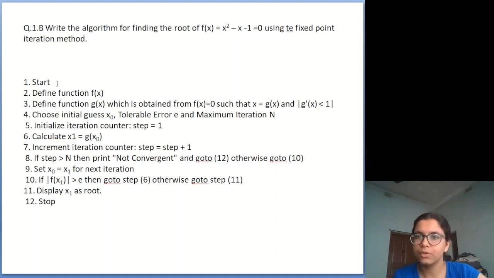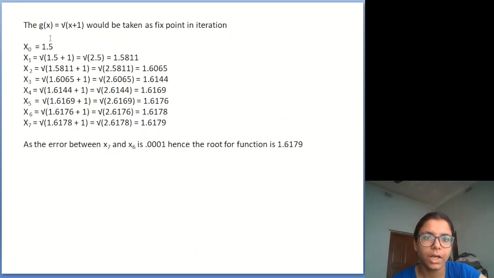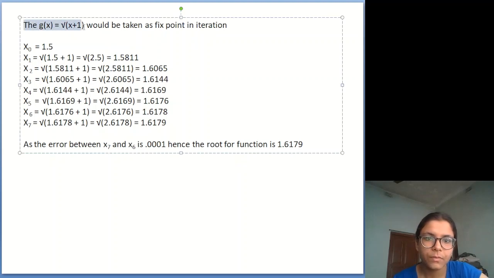So firstly we have to start, then run a loop for defining the function f(x). Now we need to have an f(x) to have a fixed point in the iteration, and the f(x) is required. So we firstly define our f(x), then define our g(x). Obviously we need to have our g(x) for iteration, and so we had our g(x) here as well, as you can see.